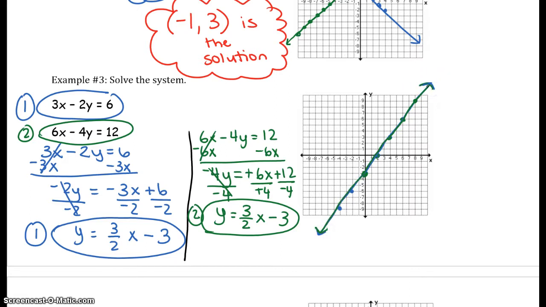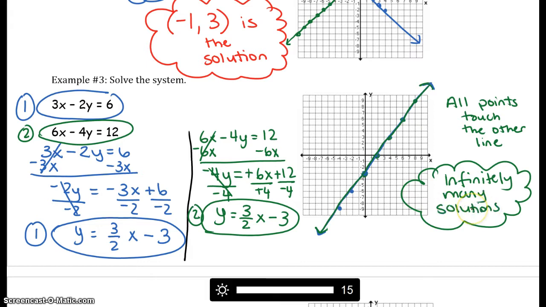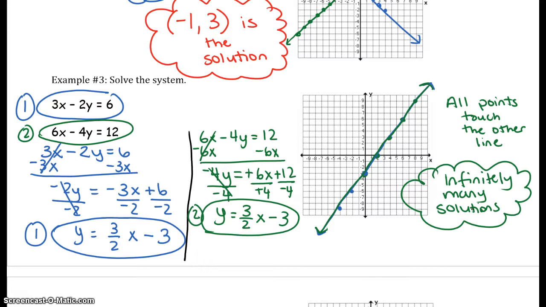So what does that mean solution wise? Well, solutions are where the points touch. Since all points touch, the solution we get, I'm about to put it in this little bubble, is infinitely many solutions. Since the line keeps on going, I couldn't tell you how many solutions there are. There are just a lot. So we say infinitely many solutions.